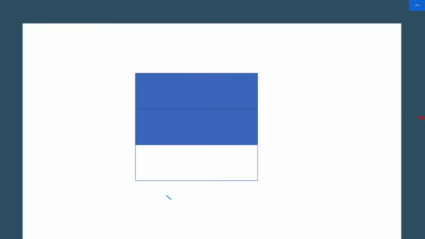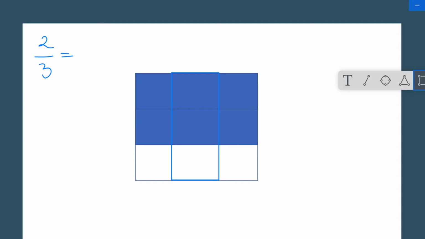This fraction right now is 2/3. Now let's divide it. Okay, these squares are presumed to be equal. So let's count it now. 1, 2, 3, 4, 5, 6. 6 over 9.